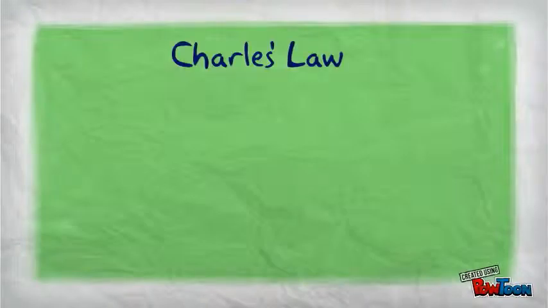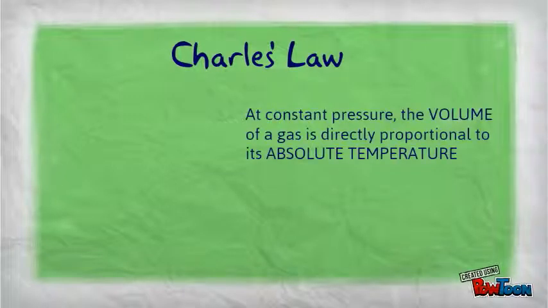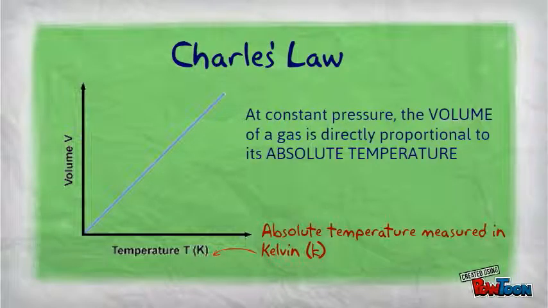Let's look at Charles' law. Charles' law says that at a constant pressure, the volume of a gas is directly proportional to its absolute temperature. And absolute temperature is measured in Kelvin. So there we have a straight line graph which passes through the origin if we plot volume against temperature on the Kelvin scale. So what is the Kelvin scale and what's absolute temperature?